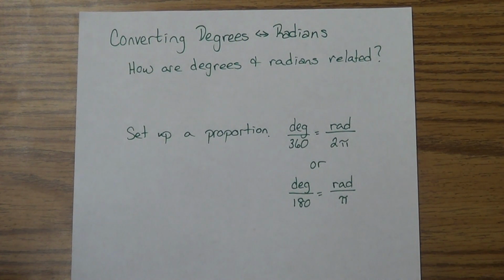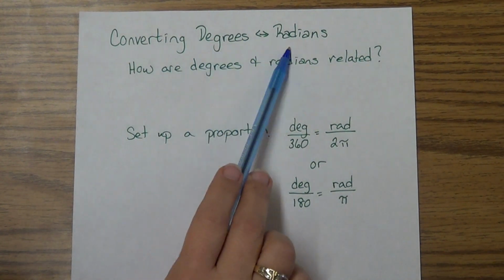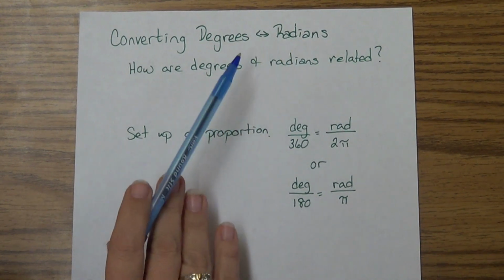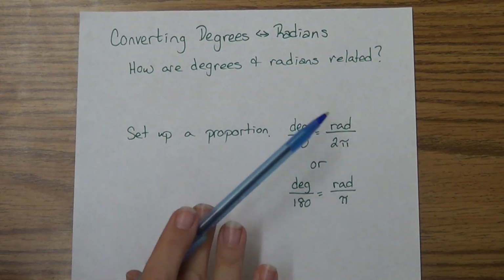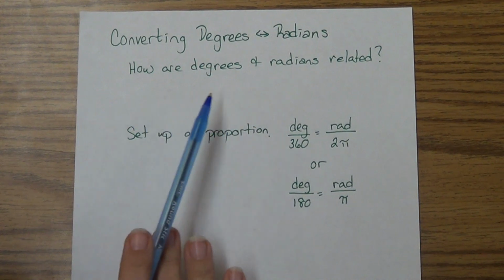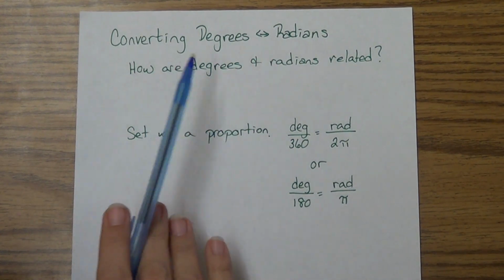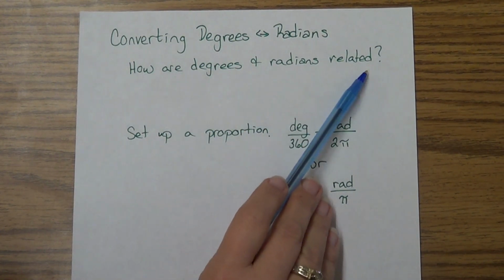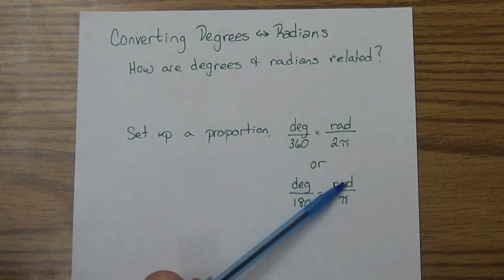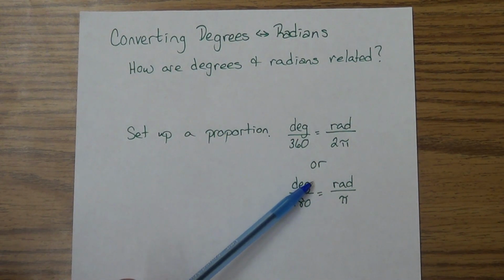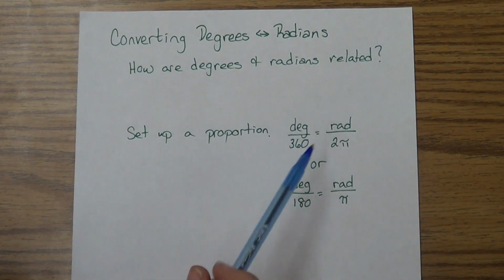Okay, today we're going to talk about converting between degrees and radians. If you look in different books, there are several ways to do this. They're all basically the same, just different little takes on it. So how are degrees and radians related? Well, they're both just a way of measuring angles on a circle.